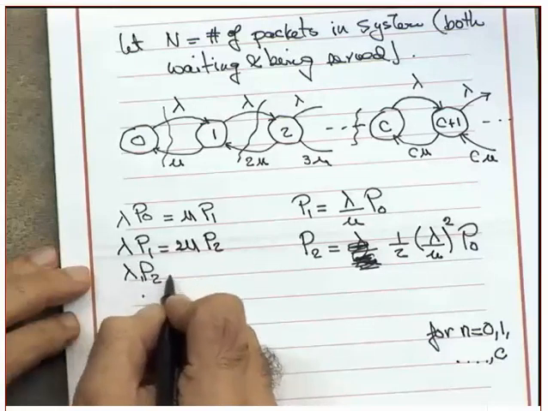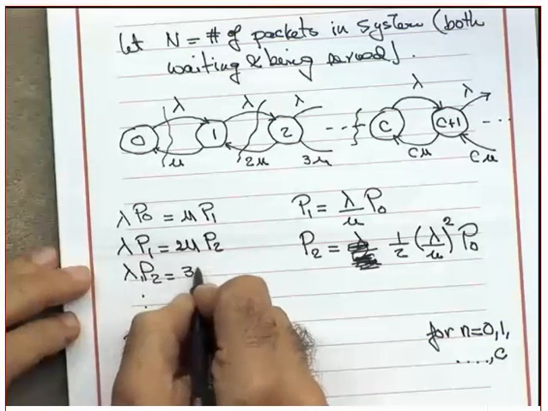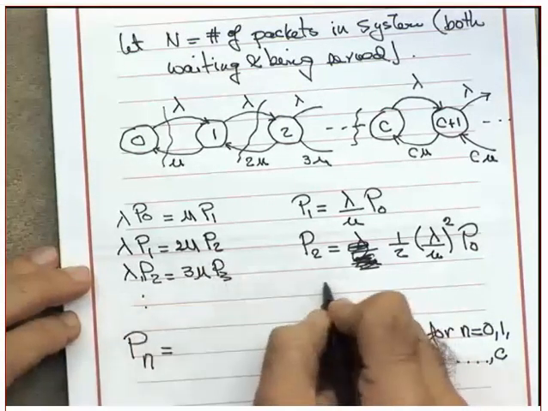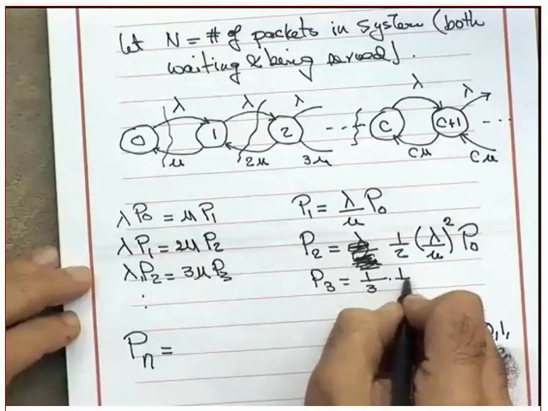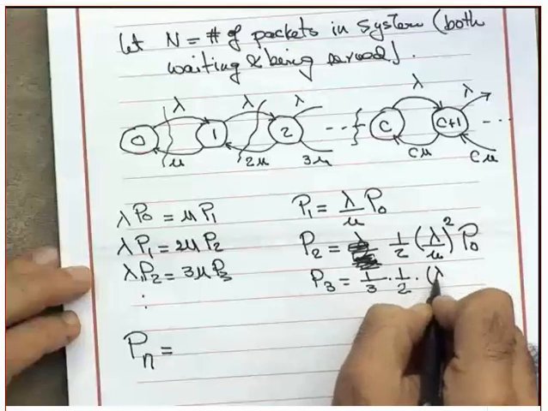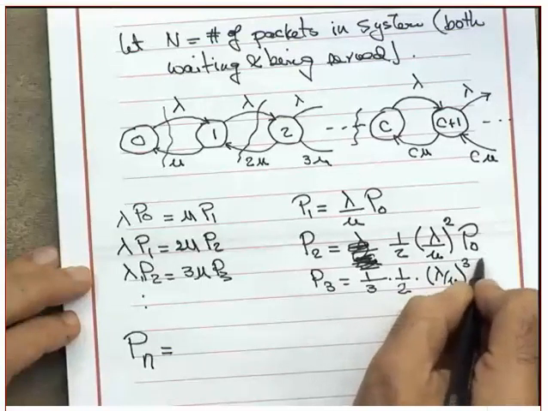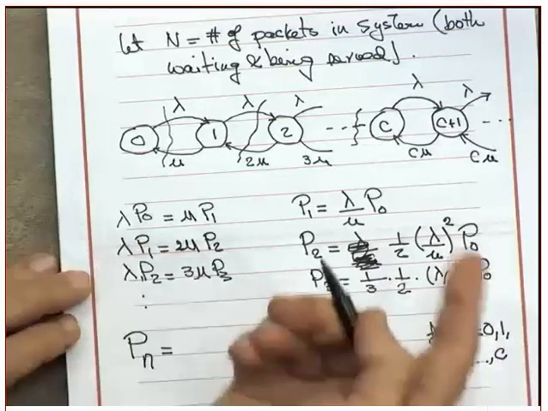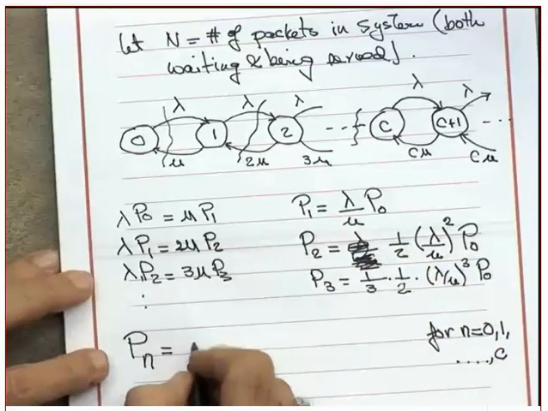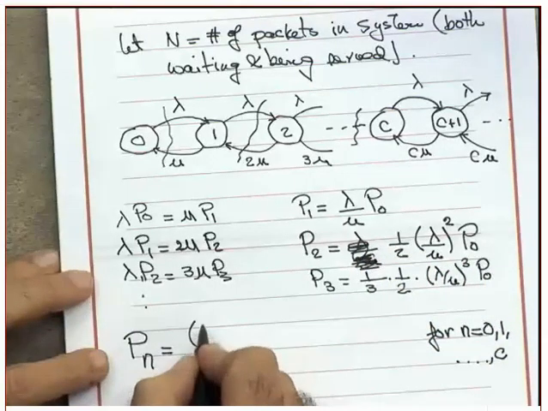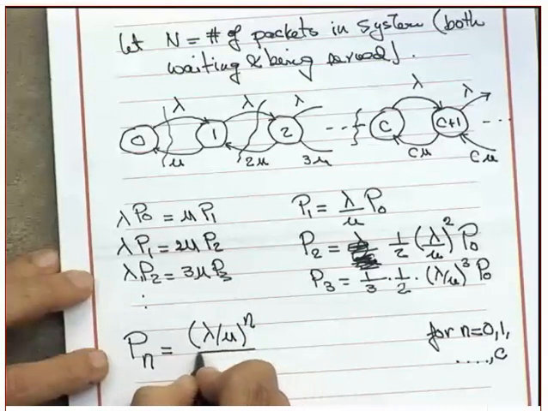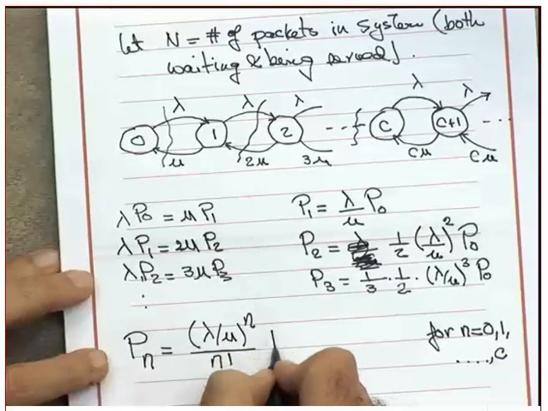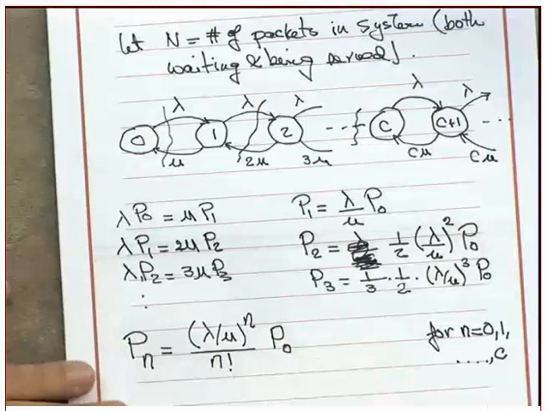Lambda P2 equals 3 mu P3, which means P3 is 1 over 3 times 1 over 2 times lambda over mu cubed times P0. Clear? Do you see a pattern? So Pn equals lambda over mu to the n, over n factorial, times P0. Clear? Do we need another region?